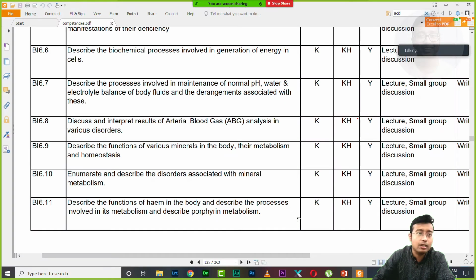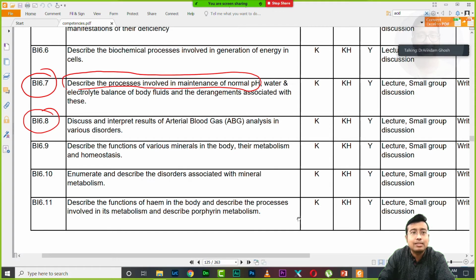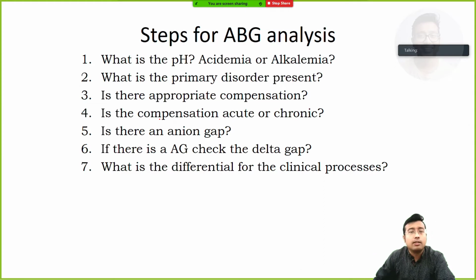So, needless to say, we are continuing with our competency 6.8. Just see, only one competency. You know what, competency 6.7 also deals with this: describe the processes involved in maintenance of normal pH. So, competency 6.7 deals with normal pH maintenance and competency 6.8 deals with the application, that is the ABG analysis. Fine. So, these are the steps based on which we need to analyze an acid base problem in detail.